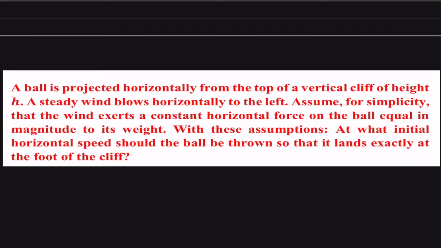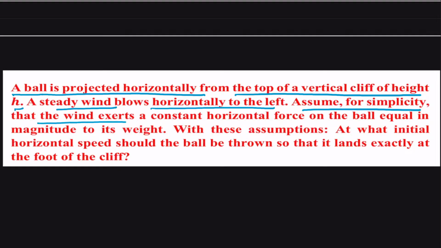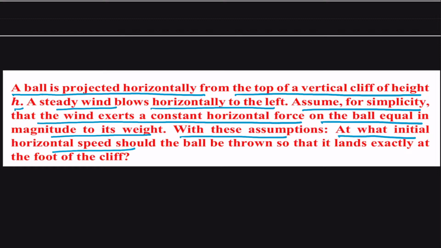So this question states that a ball is projected horizontally from the top of a vertical cliff of height h. A steady wind blows horizontally to the left. Assume for simplicity the wind exerts a constant horizontal force on the ball equal to the magnitude of its weight. With these assumptions, at what initial horizontal speed should the ball be thrown so that it lands exactly at the foot of the cliff? Okay, so this is our basic question.